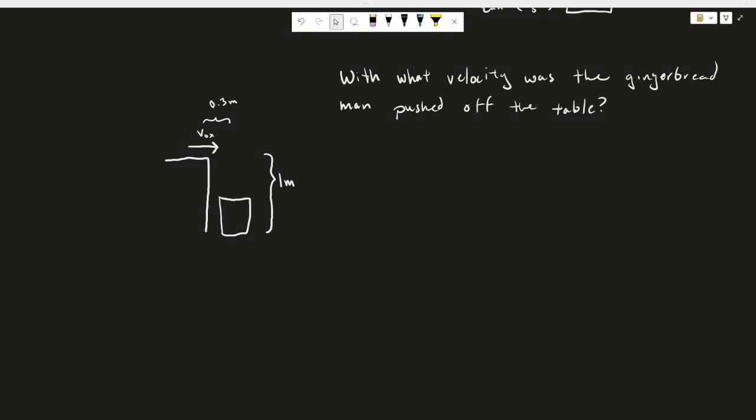If I try to go straight for the problem, and I initially look at the x direction, I can see that x final is equal to x initial plus V naught x times t. And this becomes a problem. I know that my x final is going to be 0.3 meters. I know that my x initial is going to be 0, but I don't know V naught x, and I don't know t. So I have one equation with two unknowns, and that means I can't solve it.